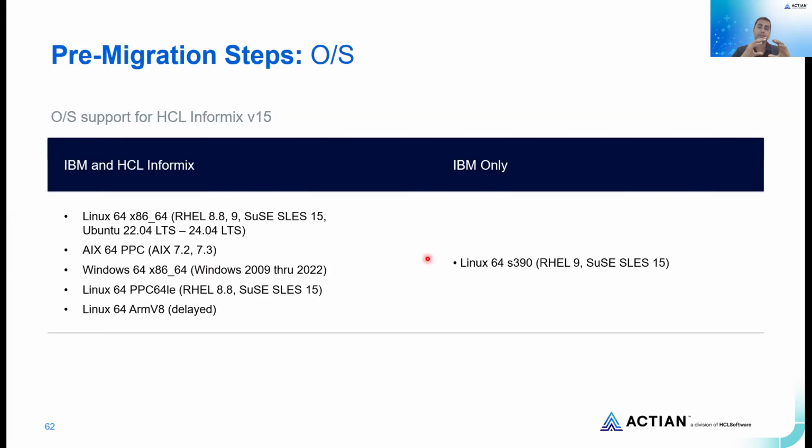Now, the key takeaway here is that OS validation is a critical pre-migration step. Before upgrading or migrating, we must confirm architecture compatibility, whether it's PPC or s390x and so on, along with OS versions, patch levels, and 32-bit versus 64-bit considerations.